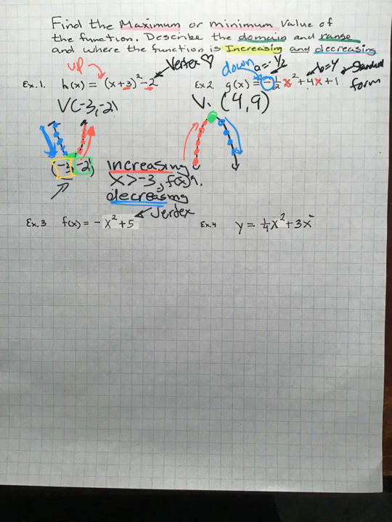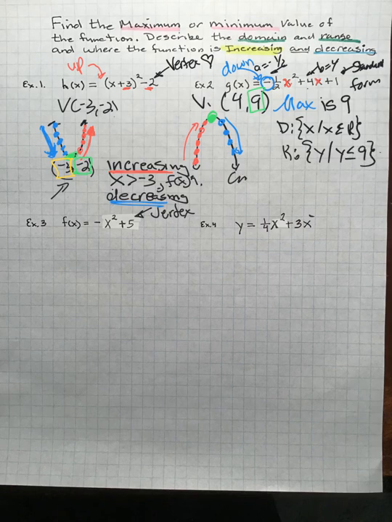So we say it has a maximum of, and then what's the maximum? Is the maximum 4, or 9, or (4, 9)? If you said the maximum is 9, you are correct. And then the domain is all real numbers, and then the range, y is less than or equal to 9.